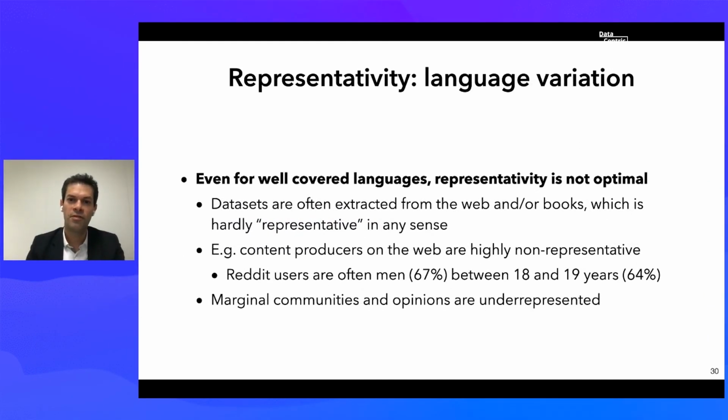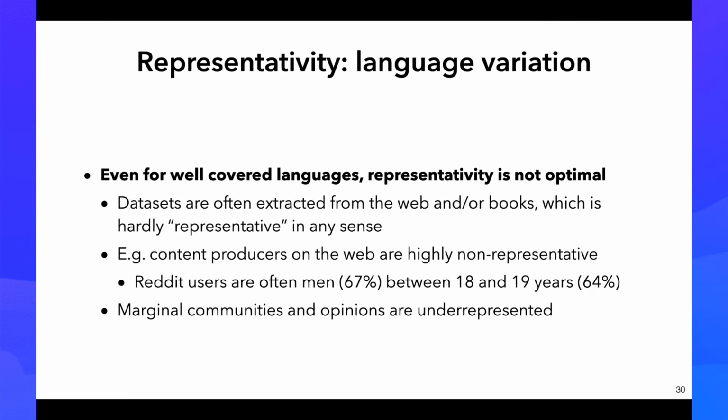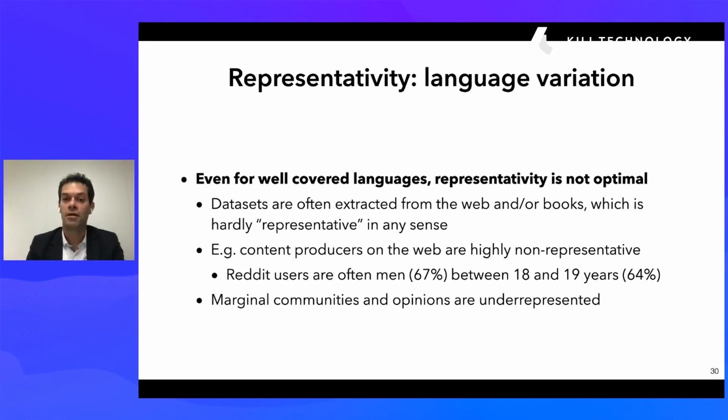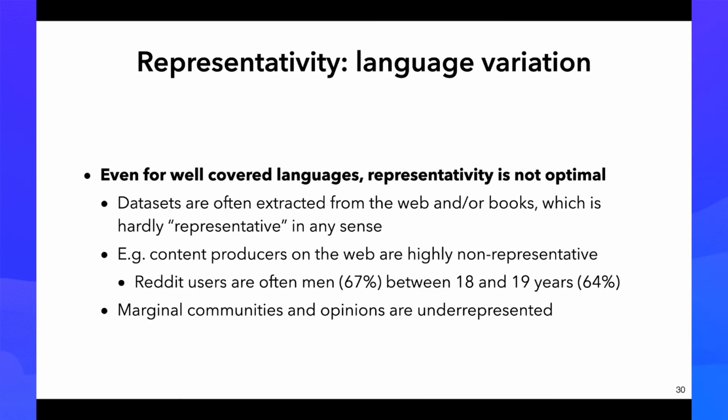Another issue related to representativity is that of language variation. In fact, even for well-covered languages, representativity is not optimal, to say the least. Again, data sets are often extracted from the web, and when it's not from the web, it's often from books. And the web or books are hardly representative of what a language is in any possible sense. For instance, content producers on the web are certainly not representative. An example is that Reddit users are often men, 67% of them, and 64% are between 18 and 29 years of age. There is an error on my slides, it says 18 and 19, but still. And of course, marginal communities and marginal opinions are underrepresented.